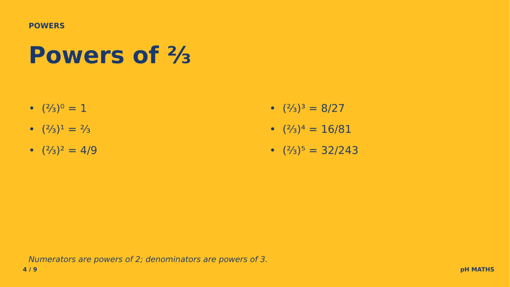Powers of 2/3. 2/3 to the 1 is 2/3. 2/3 squared is 4/9. 2/3 cubed is 8/27. 2/3 to the 4th is 16/81. Notice the pattern. Numerators are powers of 2, denominators are powers of 3. So 2/3 to the n equals 2 to the n over 3 to the n. Useful for geometric sequences and compound growth questions.